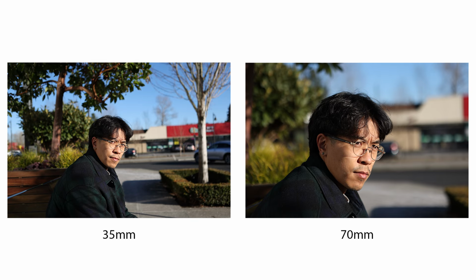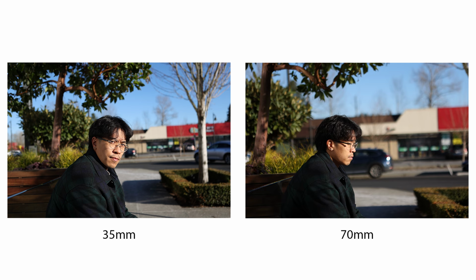In this example, both images are taken with the same aperture, but at 70 millimeters, the background blur is more intense than at 35 millimeters. However, these are very different images. Our subject is taking up twice as much of the frame in the image taken with a 70 millimeter focal length. If we move further away from our subject to maintain the same size across images, the depth of field remains the same.